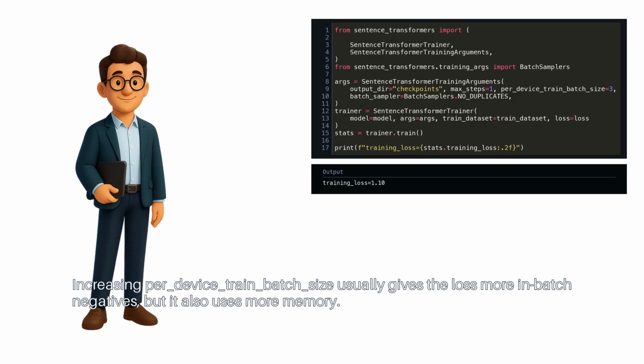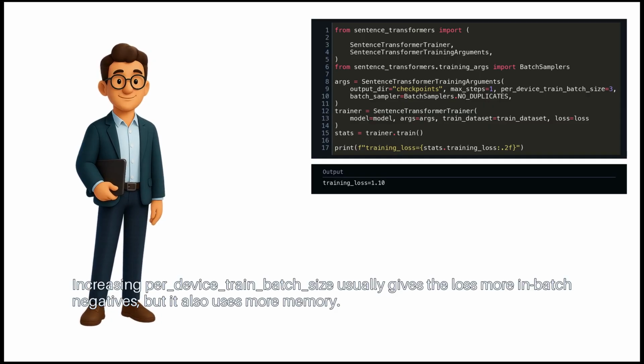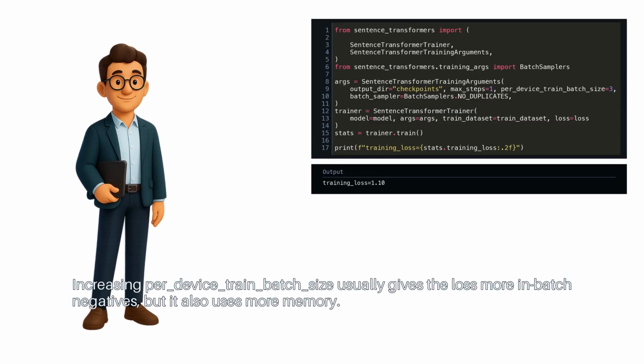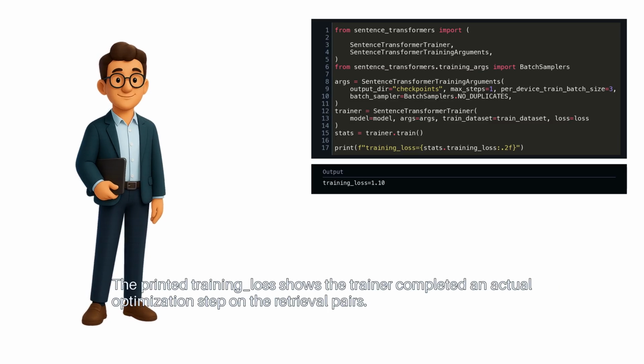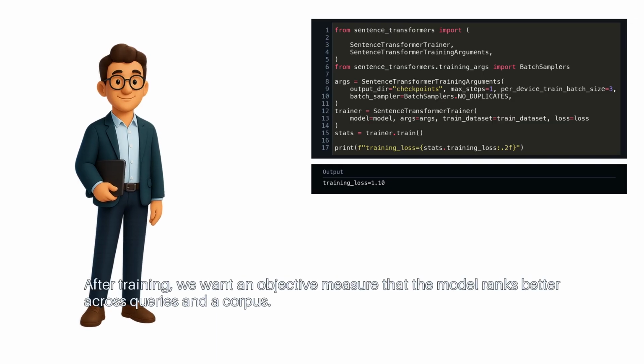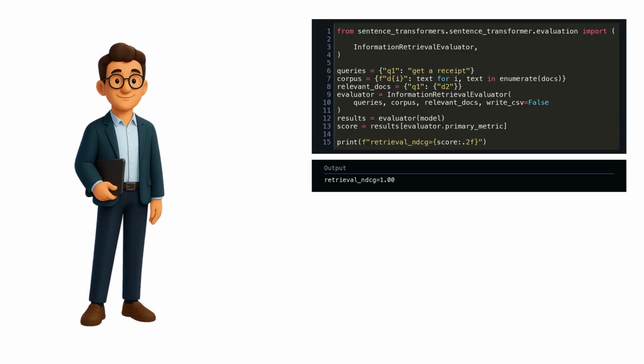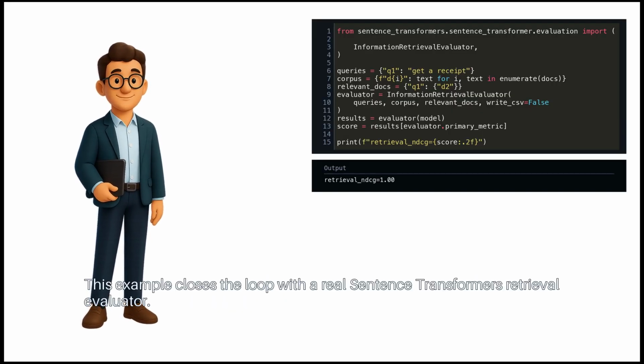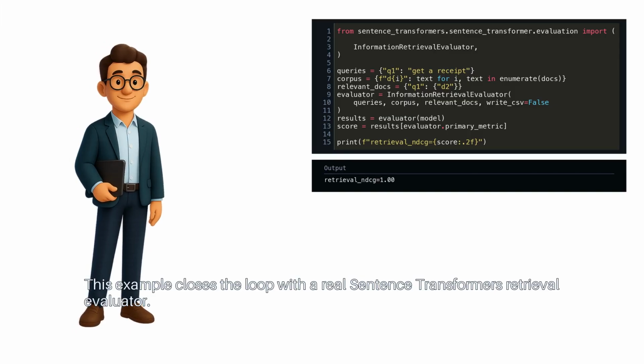Increasing per_device_train_batch_size usually gives the loss more in-batch negatives, but it also uses more memory. The printed training loss shows the trainer completed an actual optimization step on the retrieval pairs. After training, we want an objective measure that the model ranks better across queries and a corpus. This example closes the loop with a real SentenceTransformers retrieval evaluator.